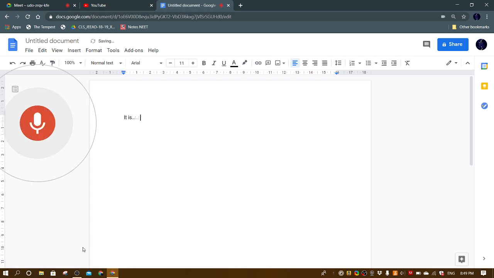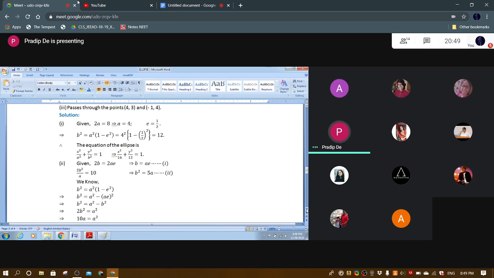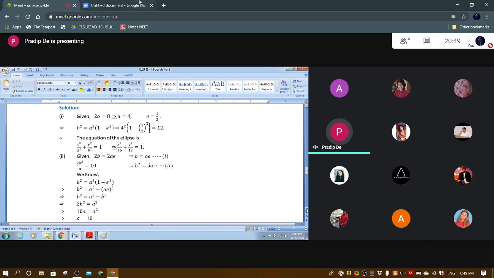But because b square equal to 5a, so 2b square is equal to 10a from part 2. 2b square, that is 2 into 5a, 10a. So 10a is equal to a square. Obviously, a is more than 0. We will consider a greater than 0. So the value of a is 10.